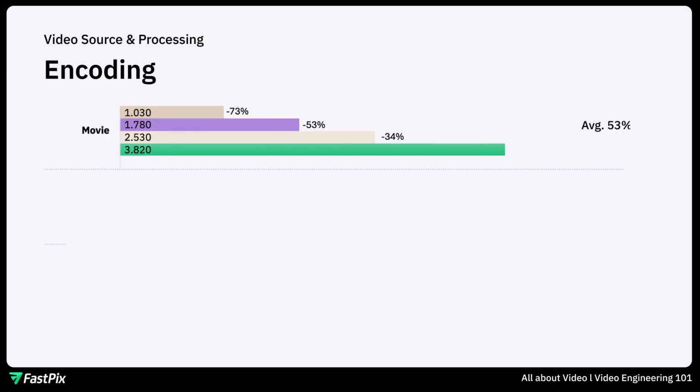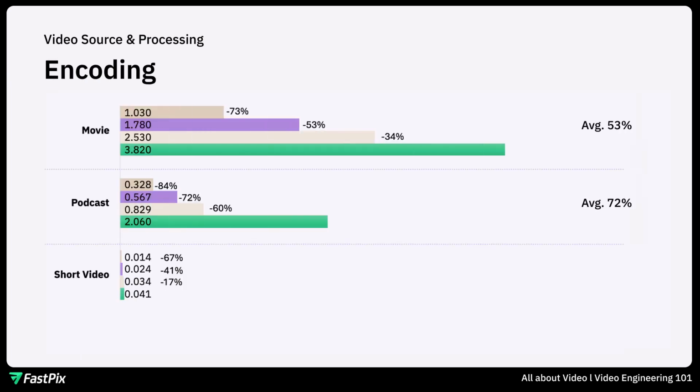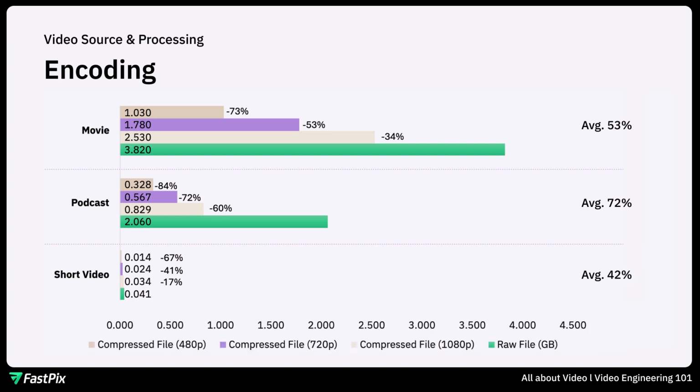Now we move to encoding, where the raw video is processed. It is of two types, software-based and hardware-based. Encoding compresses the file to a manageable size while preserving as much quality as possible. This crucial step makes streaming possible by ensuring the file isn't too bulky.